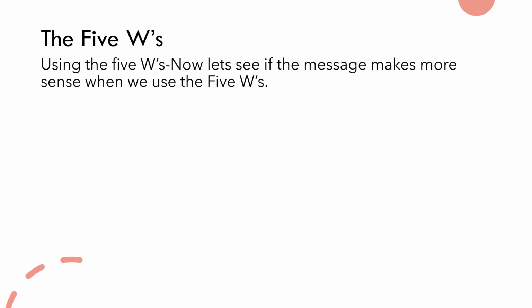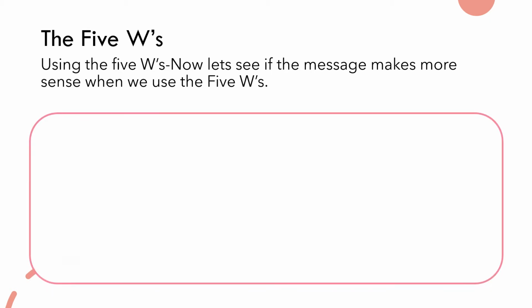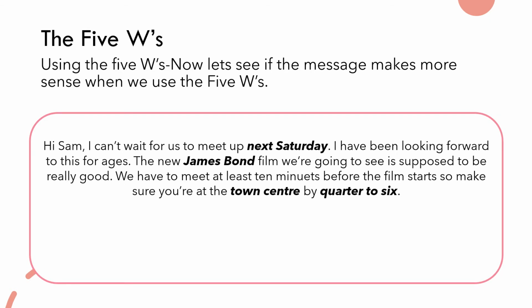So using the 5 W's. Now let's see if the message makes more sense now that we've used the 5 W's in an appropriate manner. So it says, "Hi Sam, I can't wait for us to meet up next Saturday. I've been looking forward to this for ages. The new James Bond film we're going to see is supposed to be really good. We have to meet at least 10 minutes before the film starts, so make sure you're at the town centre by 5:45." So we can see from this example already that it's a lot more specific.